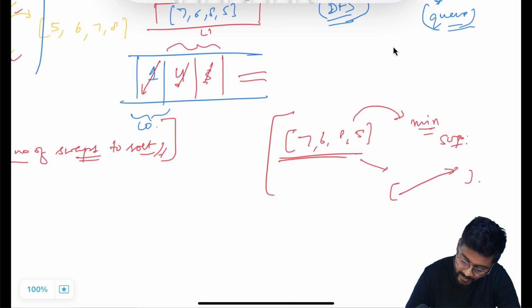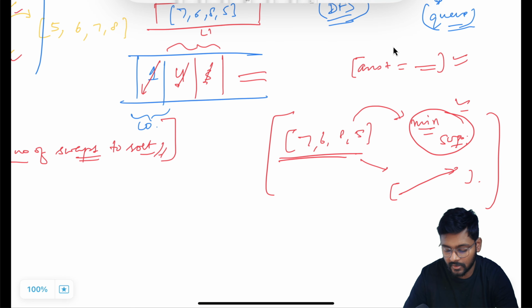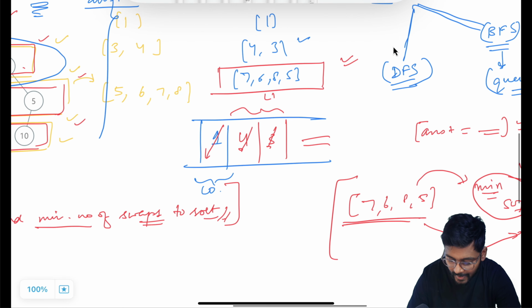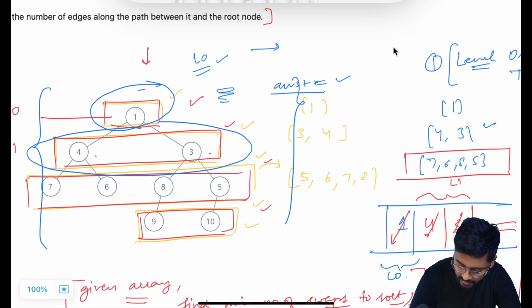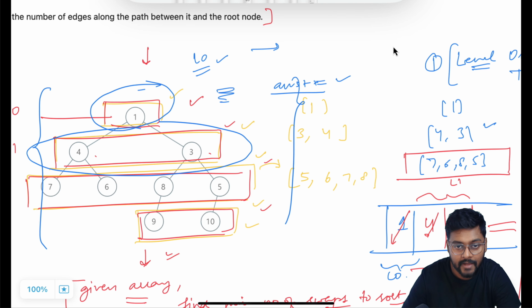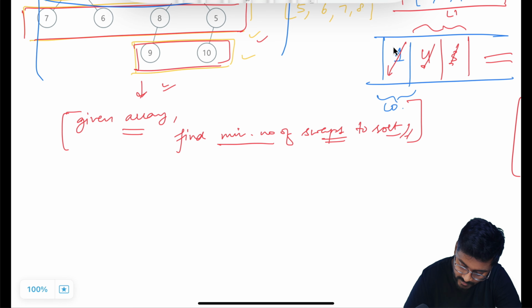Okay, and whatever is the minimum number of swaps from that level, I'm going to append in my answer: plus equal to swaps from that particular level. So we are going to apply this operation on every level, and once we are done iterating this tree, we will have our answer. Okay, I hope this is clear to you.